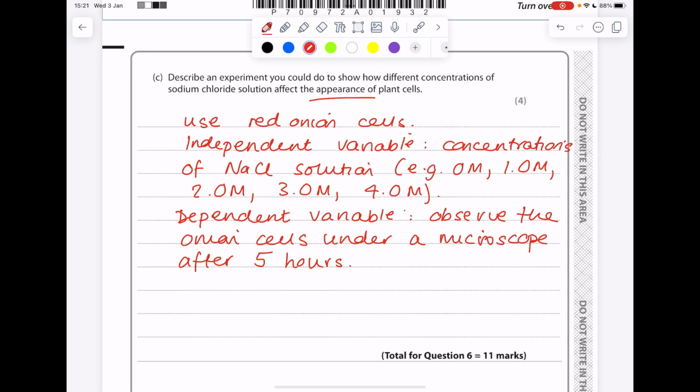And let's see how many marks we've got already. We've got a mark for saying using the red onion cells. We've got a mark for talking about that we want to choose different concentrations. We're leaving it for 5 hours, that's a mark, and we've said our dependent variable, which is observing the onion cells. So that's actually 4 marks.